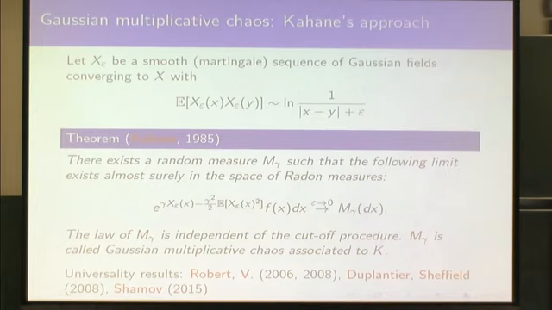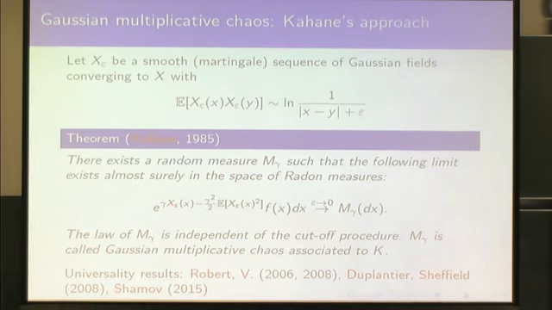There was then this approach by Duplantier-Sheffield. In the case of the Gaussian free field, they constructed these measures as a limit of X_epsilon, where X_epsilon is a circle average of the Gaussian free field. And they showed an almost sure convergence along a cutoff which was not a martingale.